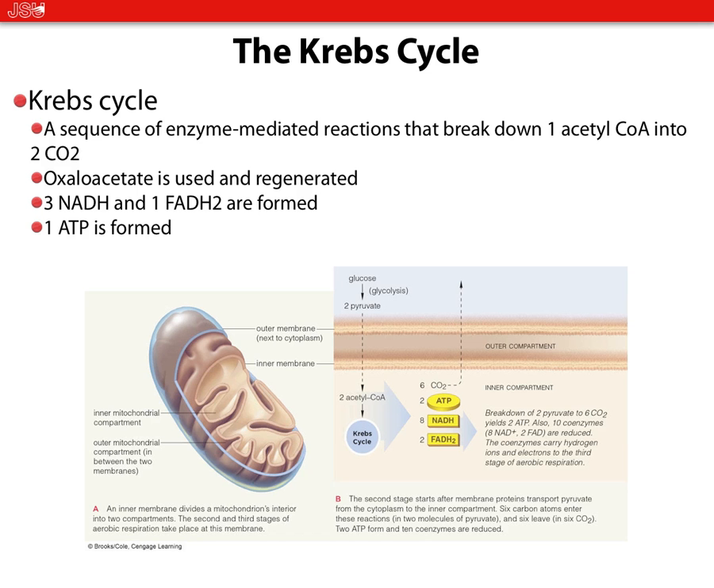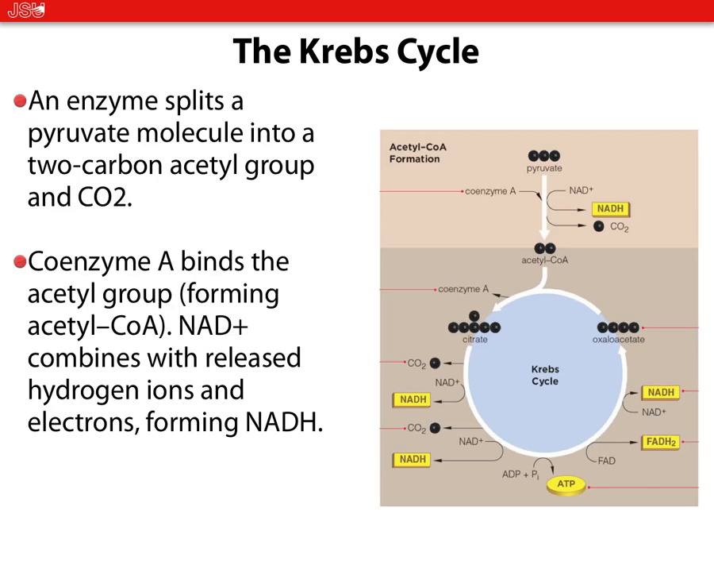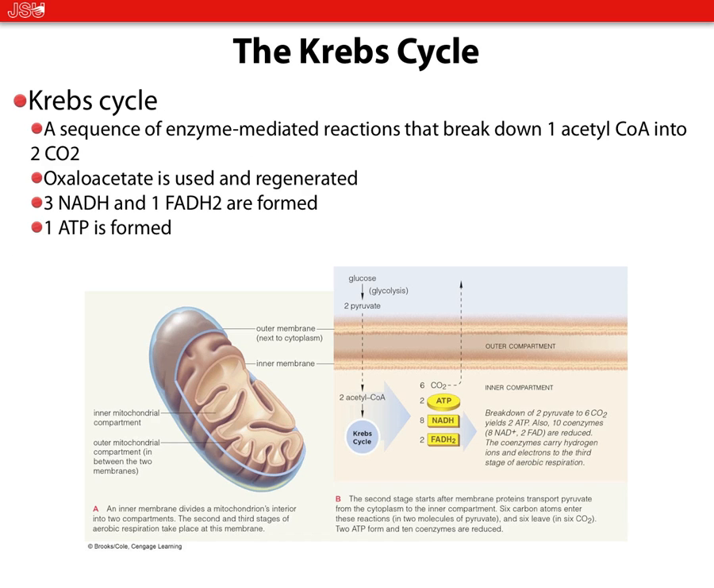So what happens with the Krebs cycle? First of all, the Krebs cycle happens in the mitochondria. It's going to release CO2, it's going to release a few ATPs, and it's going to release the NADHs and FADH2s. These NADHs and FADH2s can be exchanged for ATP later on.